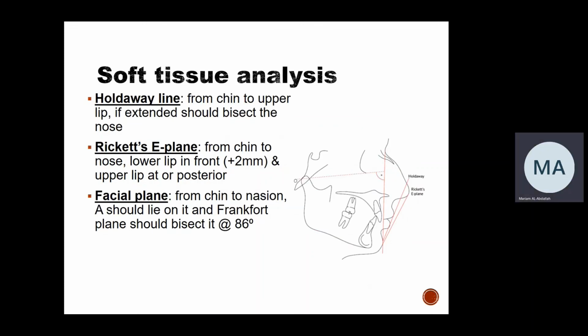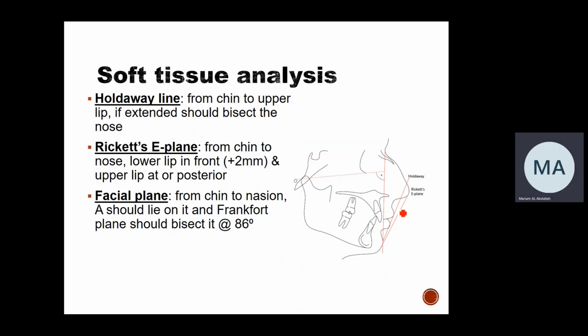Now, finally, in terms of soft tissue analysis, we look at 3 lines. By the way, the 3 lines end up at the anterior part of the chin, the soft tissue pogonion, okay? The first line is from the chin to the upper lip. This is the Holdaway line. And in a normally balanced face, it should bisect the nose. Like here, it should bisect the nose.